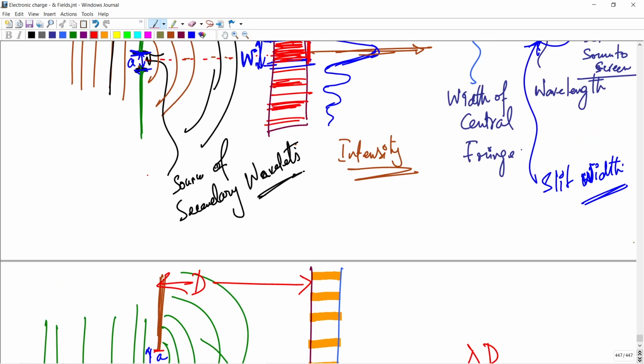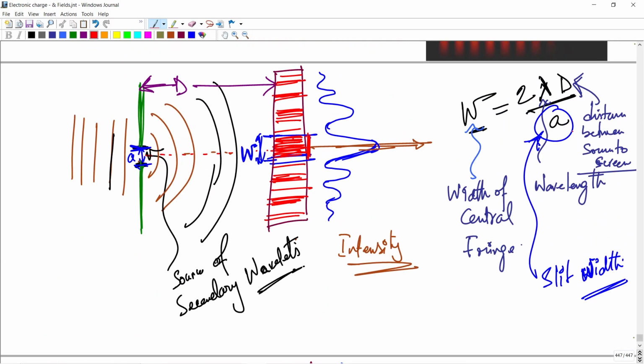Before that, from the expression we see that W is inversely proportional to a. If the slit width is very narrow, the central fringe is very broad actually. So the intensity is very high.